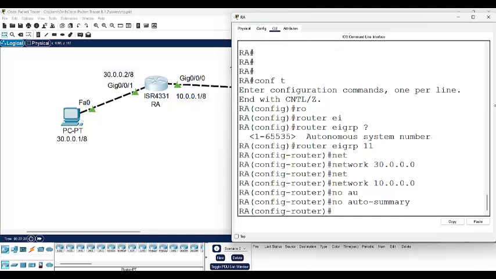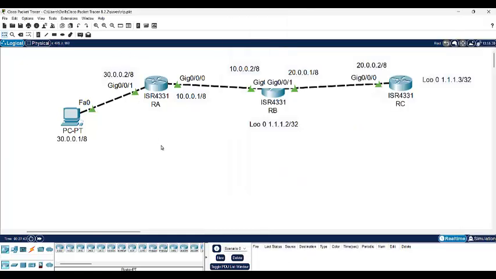Put no auto summary because by default it will summarize. Anyway, we don't have any classless network. But it is good to say no auto summary so that even if you have a classless network, you won't have a problem. See, here I have classless loopback 1112, 1113 on other routers. Okay, so router A is already running EIGRP.